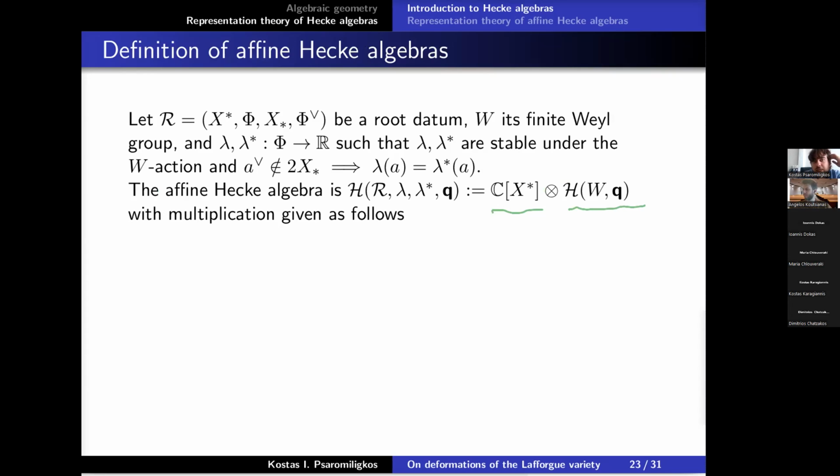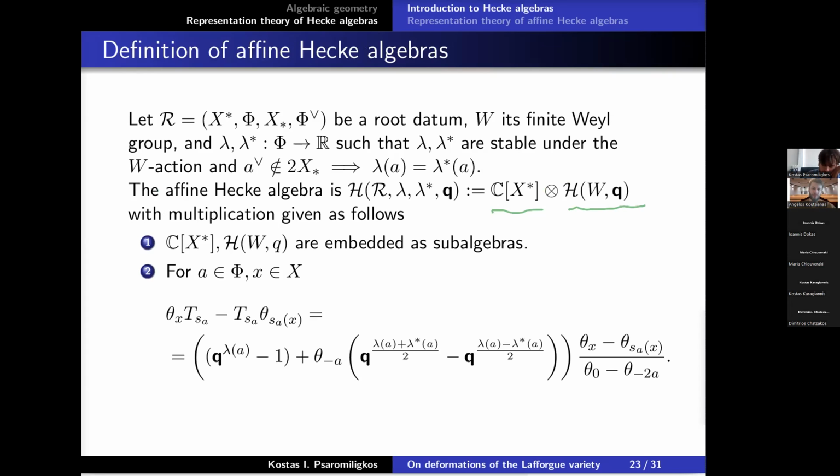Now, the multiplication is given as follows. C[X star] and H_W are subalgebras, so they just have their natural multiplication. And if we multiply, we need to specify how these two interact. They interact with this equation. Now, I know this looks horrible, but let me make a couple of observations. First of all, this whole part is abelian. And we only have finitely many things above it because this is a finite dimensional algebra.